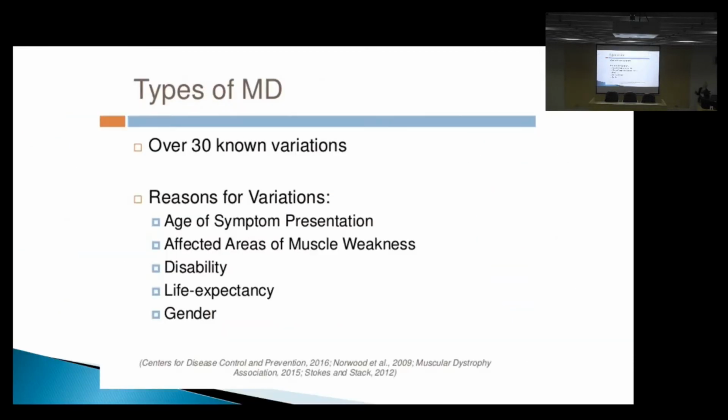We know about 30 variations of muscular disorders, and the variation is related to the age of the symptoms. Some start early in childhood, some in the teenage years, and some late in adulthood. They can affect different parts of our body, different groups and regions of the muscles. All of them lead to disability, but not all of them lead to severe disability very fast. Some really affect life expectancy. In Duchenne, people die around the age of 20, 25. Some affect only males, and some can affect both genders.